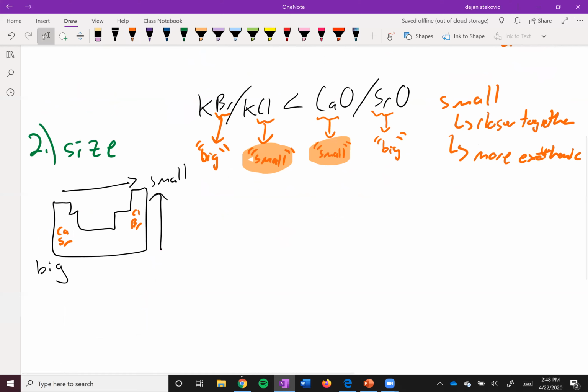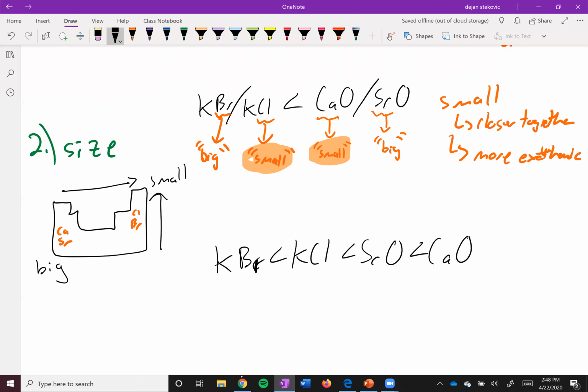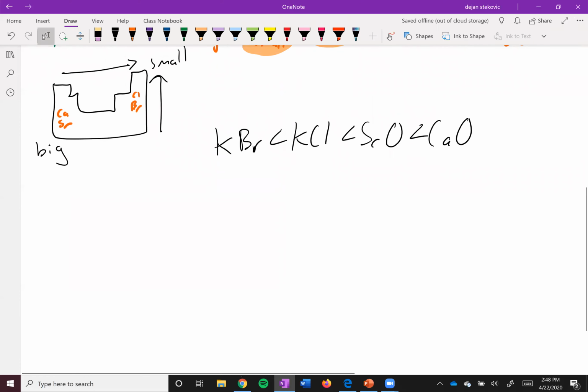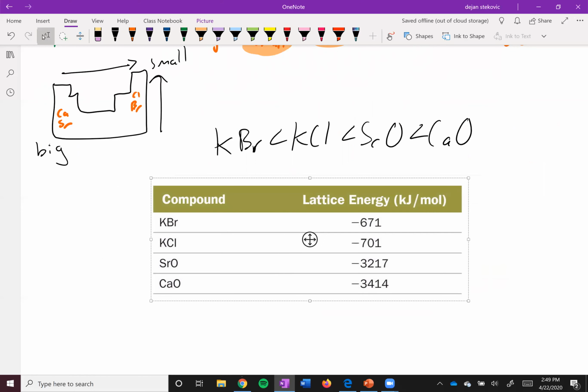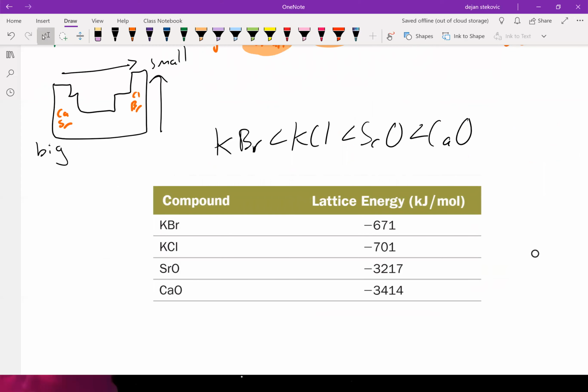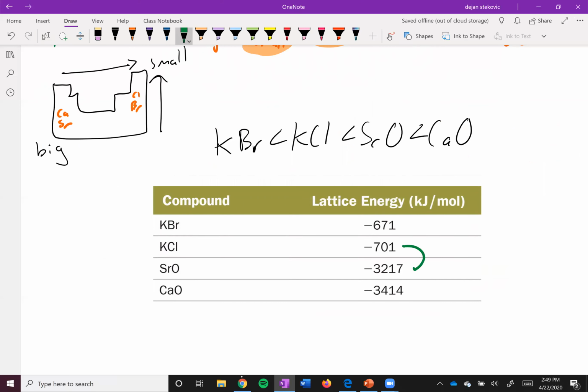And so then we can put them in order: KBr, followed by KCl, followed by strontium oxide, followed by calcium oxide, in terms of more negative lattice energy. If you were to actually look up these values, you'd see that this trend works out well here. You can see it's the same order that we have, and we get more and more negative lattice energy. You can tell there's a big jump here relative to the other jumps, and that points out again that charge is more important than size. Cool.